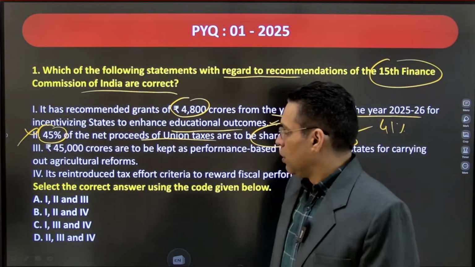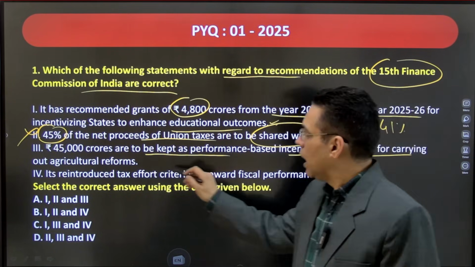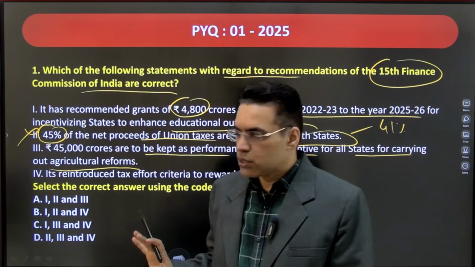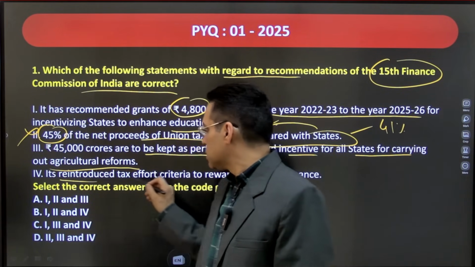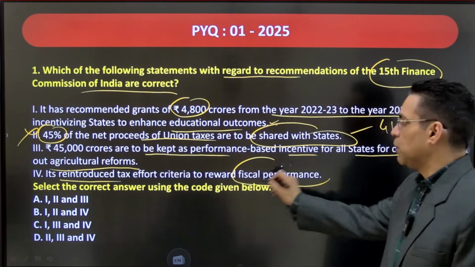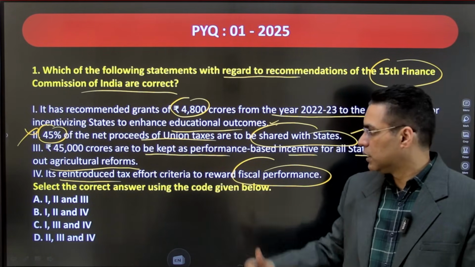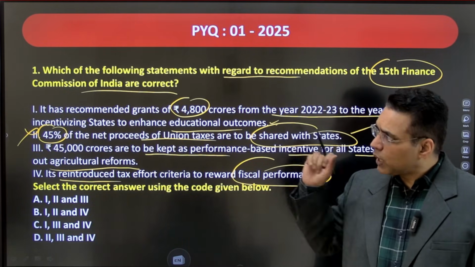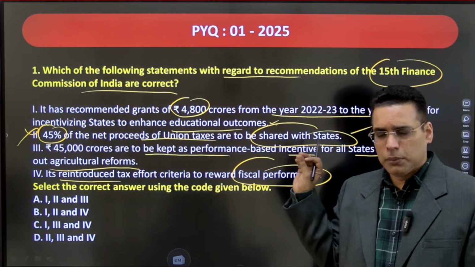One, we don't know. 45,000 crore is to be kept as a performance-based incentive for all states for carrying agricultural reform. Again, there is no data. We don't know because this is minor data. And it introduced tax effort criteria to reward fiscal performance. Now, this statement is right because states which are doing better for tax collection have been rewarded. But when you look at this option, because there's so much data, it is very difficult to remember.